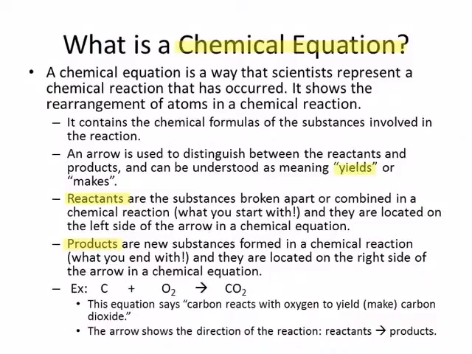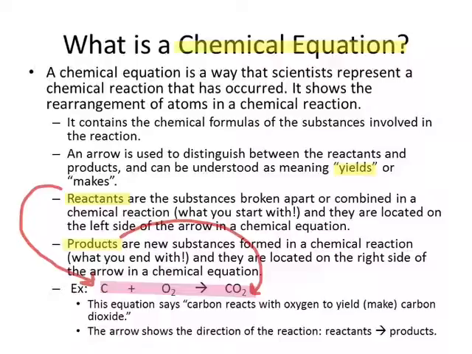Chemical equations are used to show chemical reactions. So down here is an example of a chemical equation. This is carbon plus oxygen makes carbon dioxide. Really important that you know that the reactants are what's put into the reaction. So they're on the left in this situation, and the products are what's produced, what comes out. In this situation, they're on the right.